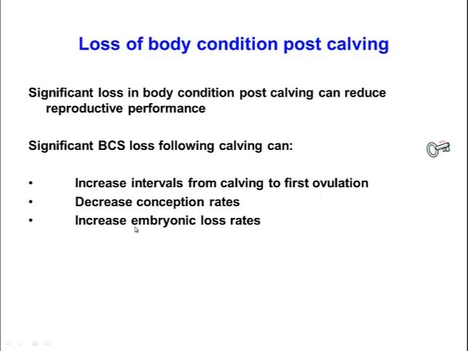If they're losing a lot of body condition score following calving, this will increase the interval from calving to first ovulation. It'll decrease conception rates when they're inseminated or naturally bred, and it'll increase embryonic loss rates. So again, following calving, it's important that cows receive adequate levels of nutrition. Otherwise, you're going to get a delay in conception and an increase in early embryonic loss rates and a reduction in conception rates.